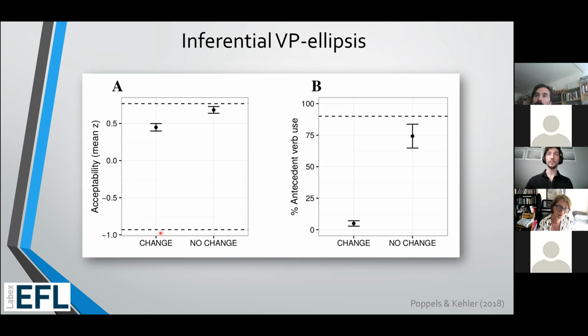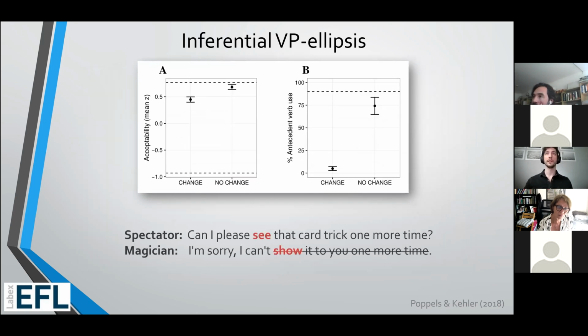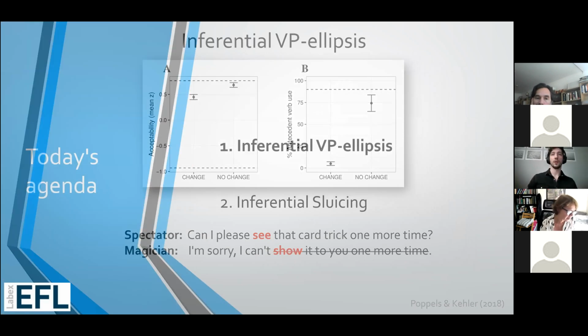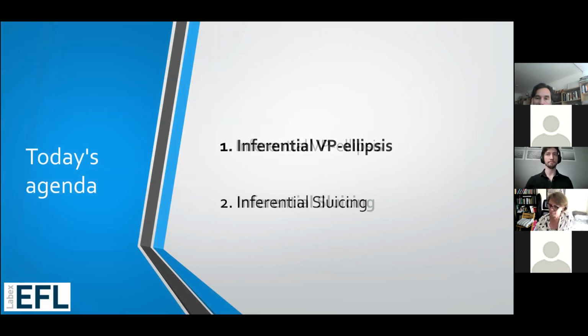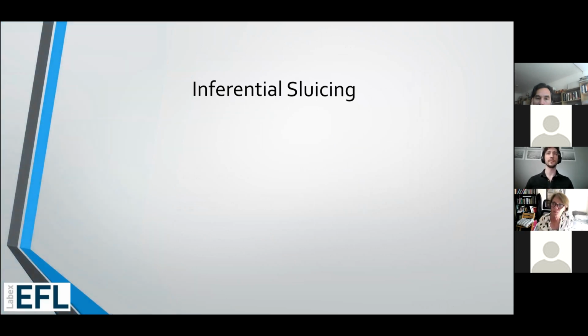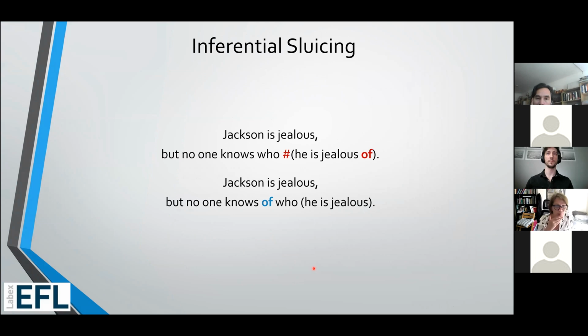Okay, so that's the first experiment, and this is about VP ellipsis. This is just a brief reminder of what type of items we're talking about. Okay, now onto the second part, where I'm going to talk about sluicing. And in particular, the types of sentences I'll be talking about in this part are like this. "Jackson is jealous, but no one knows who."